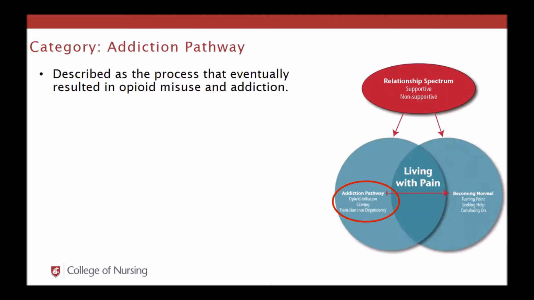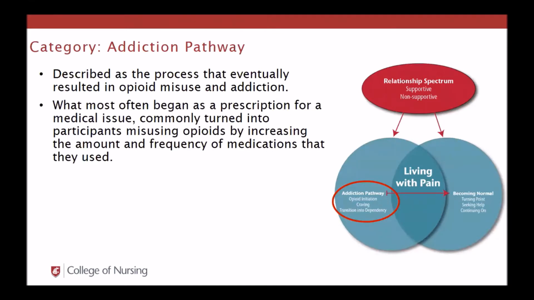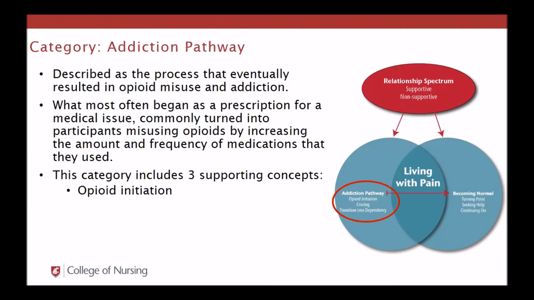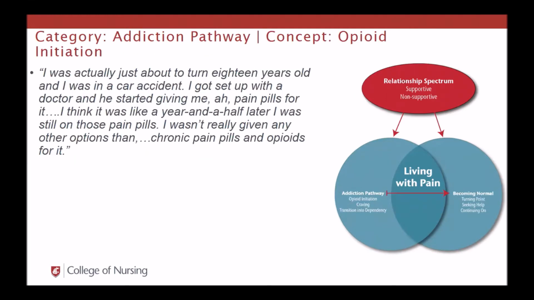So then they were talking about the process that eventually resulted in opioid misuse and addiction. What most often began as a prescription for a medical issue commonly turned into participants misusing opioids by increasing the amount and frequency of medications that they used. The three supporting concepts in this category were opioid initiation, craving, and transition into dependency.